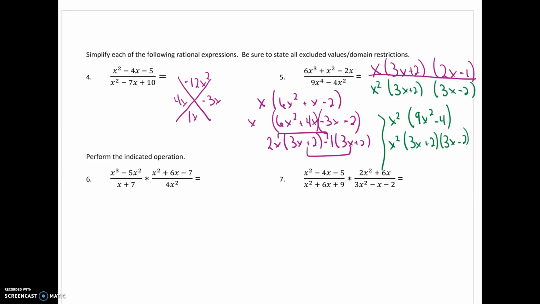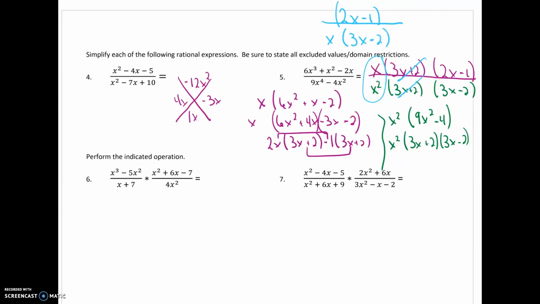And then this is a little on the easier side to see as far as canceling or simplifying goes. I can take out the 3x plus 2. And then these x's here, if you put those in a house, for instance, I'd have 1 x left in the bottom. So when I'm done, my numerator will have 2x minus 1. And the denominator will have an x along with a 3x minus 2.